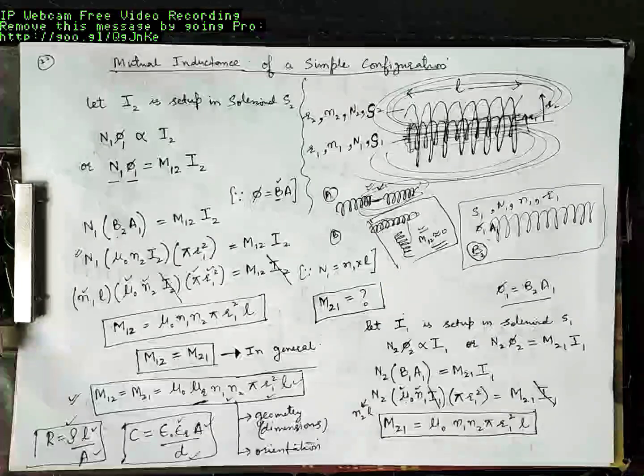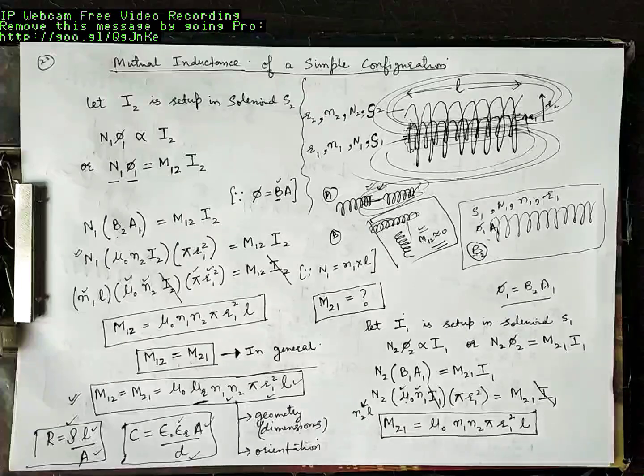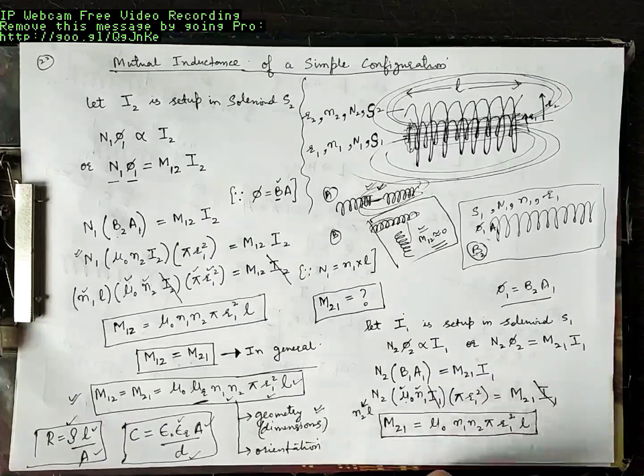So you'll remember this, that mutual inductance depends upon the geometric dimensions and the orientation of the two coils. Fine? We'll continue our discussion in the next lecture. Thank you.